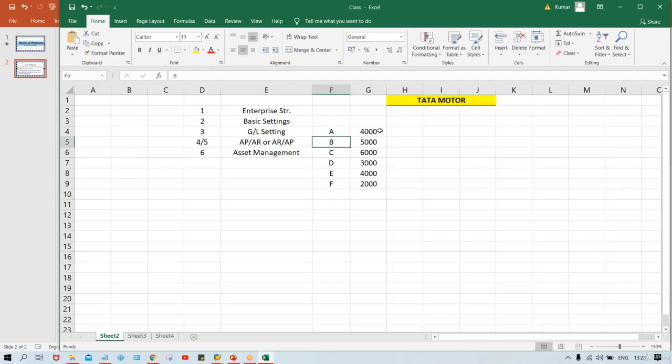Now, if you talk about the terms of payment, guys, there will be some negotiations. Who is going to make these negotiations, guys? Purchase department. Tata Motor will be having a purchase department. So what is the work of the purchase department?